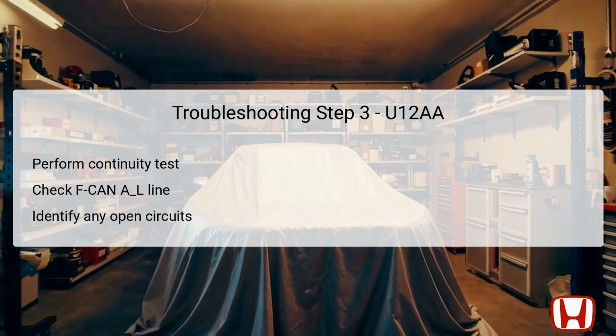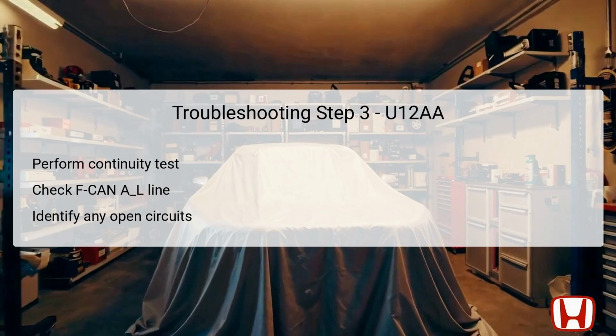In the third step, the diagnostic process continues with checking the FCAN AL line for continuity. Again, ensure that the vehicle is in the off or lock mode and that the necessary connectors remain disconnected. This step involves measuring continuity between specific test points. SBW shifter control module 20P connector number 6 and TCM 58P connector number 47.